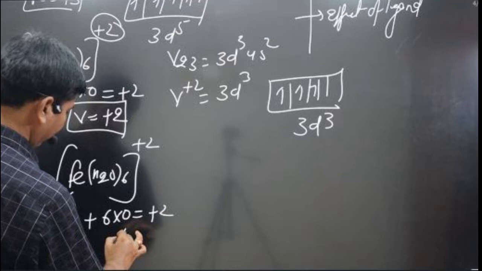Now the orbital notation for Fe2 plus. We have 3d6. Water is a weak field ligand, so no pairing of electrons, singly filled: 1, 2, 3, 4, 5, and then the sixth. In this case, how many unpaired electrons are there? You can see 4 are there, and we got the n value 4.